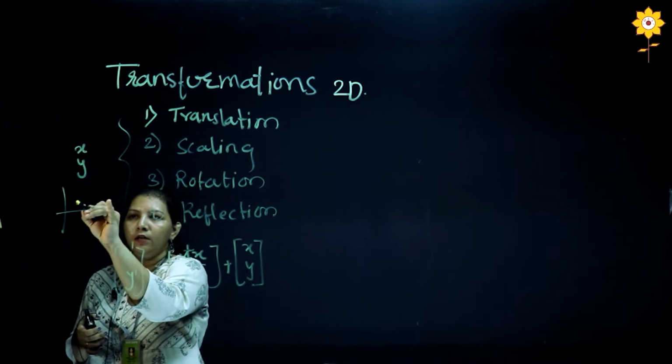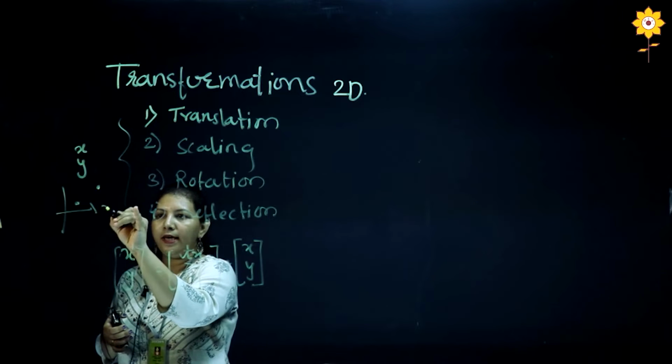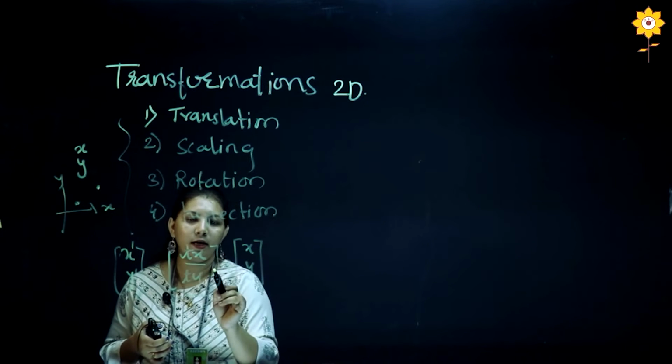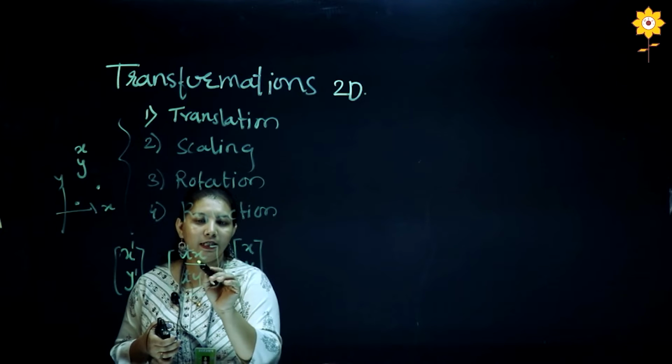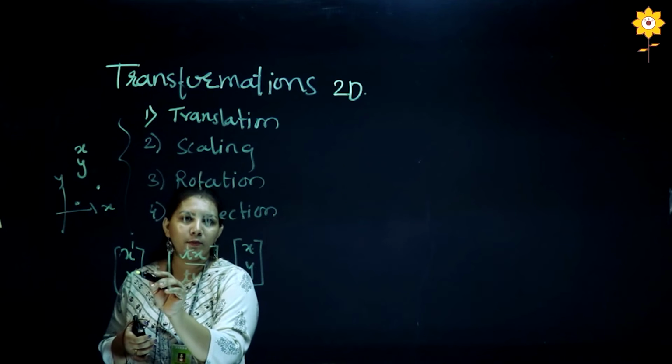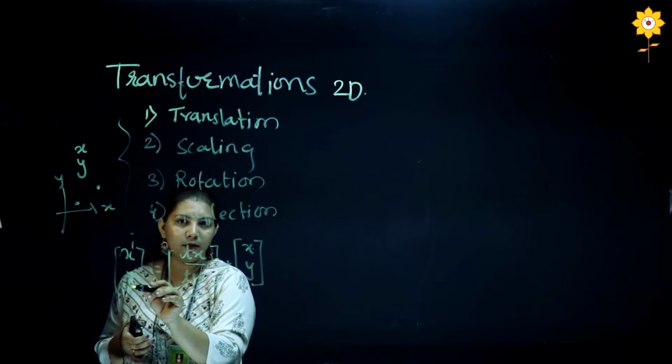Whenever we have to move any object from one place to another place in the x and y plane, for that particular reason we have to add the translation coordinates Tx and Ty with the x and y coordinate, so that we will be able to get the newly calculated points.